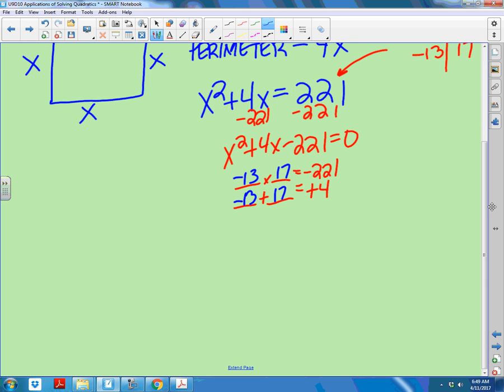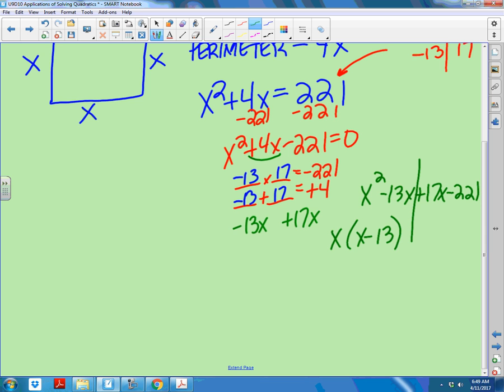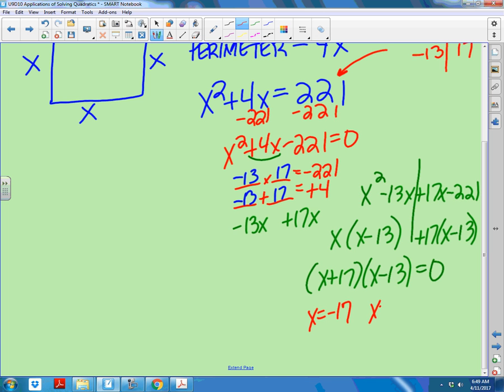So in this case, I'm going to just do the grouping method. I'm going to replace this with negative 13x and positive 17x. So I end up with x squared minus 13x plus 17x minus 221. Split it down the middle. x times x minus 13. We move our x minus 13 to the right. We fill it out on the front end, which gives us two factors of x plus 17 and x minus 13. Those have to be equal to 0, meaning our solutions are x equals negative 17 and x equals positive 13.